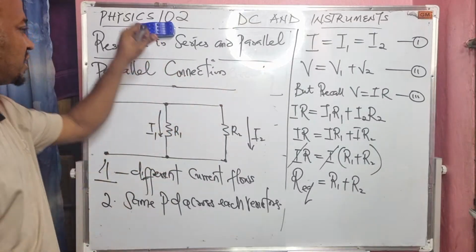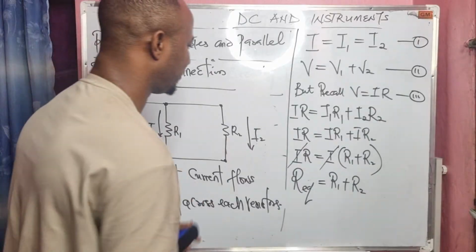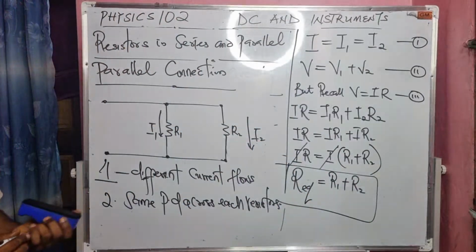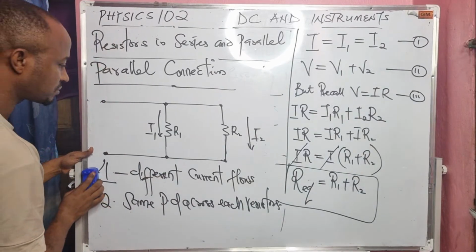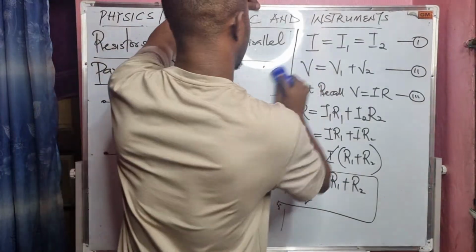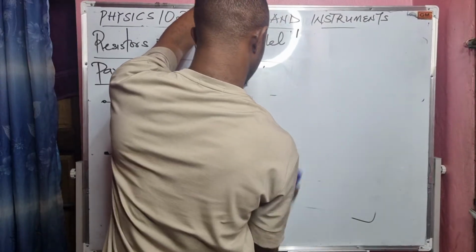Now let's derive the expression for parallel connection. Don't forget that to find our R equivalent for series, we just have to sum up, right? We have to sum up. But for parallel connection, let's see what we are going to generate here.